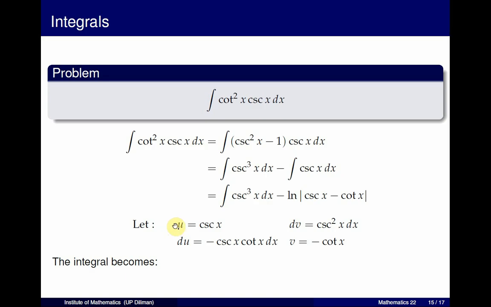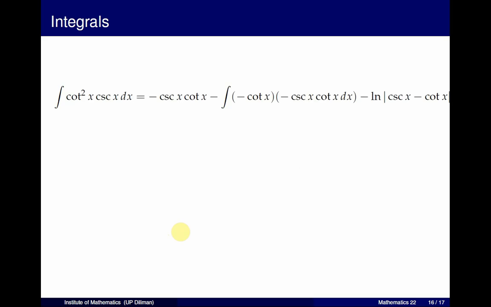So anyway, using integration by parts, refer back to the last video, our integral now becomes this long expression. So this is just uv, negative cosecant x cotangent x, minus the integral of v du, which is negative cotangent x times negative cosecant x cotangent x dx. And then let's just copy the negative ln absolute value of cosecant x minus cotangent x. Let's simplify a bit. So we will get negative cosecant x cotangent x minus the integral of cotangent squared x cosecant x dx, and then minus ln of absolute value of cosecant x minus cotangent x.